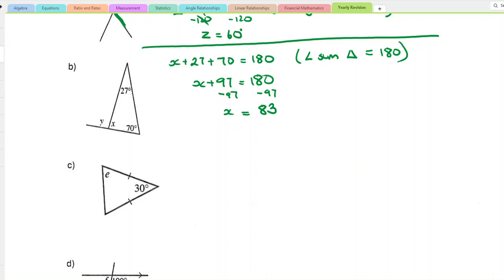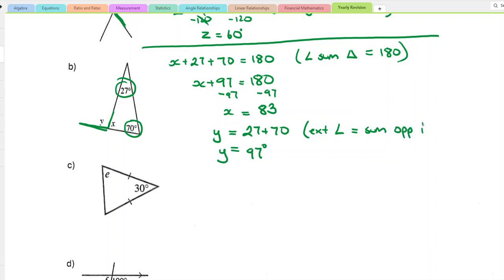Okay, then to find y, there's multiple things you could do. I'm going to use the exterior angle rule, which says that the angle outside of the triangle is equal to the two opposite interior angles added together. So y is equal to 27 plus the 70, which is 97 degrees. The reason for that is that exterior angle is equal to the sum of the opposite interior angles.